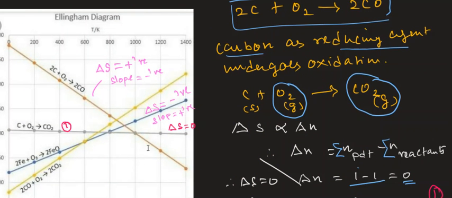Are you able to see this? So delta S is positive and the slope is negative for 2C plus O2 gives 2CO. So it comes down like this. So this is a negative slope. And what about this carbon? This is 0. Okay. Now we are talking about the positive one. Okay. Let us consider iron.